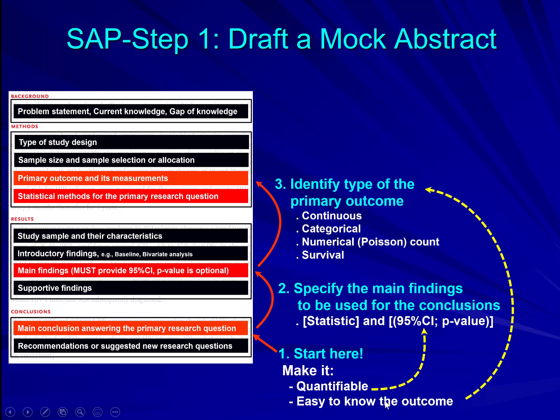After that, the outcome determines many things like sample size, also statistical methods for that. Identify these things here in the method section. So I emphasize identifying the type of the primary outcome. Which category does it fall into, of the four? Continuous, categorical, count, or survival, because this leads to both the selection of methods and sample size calculations.